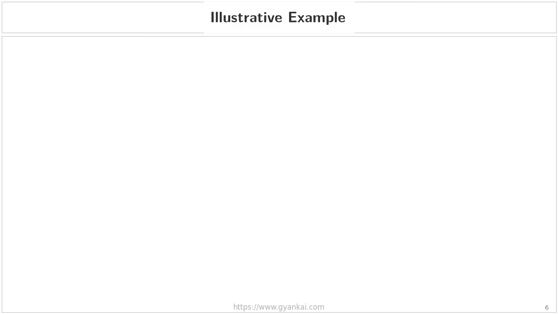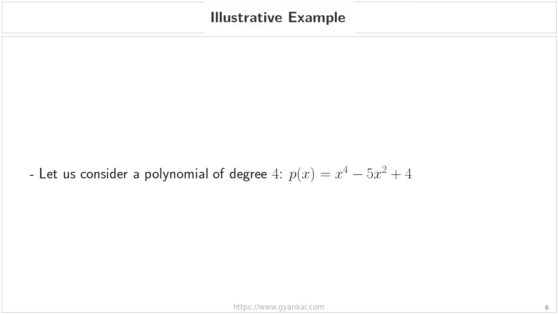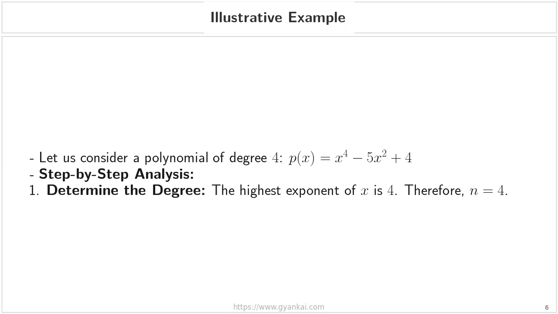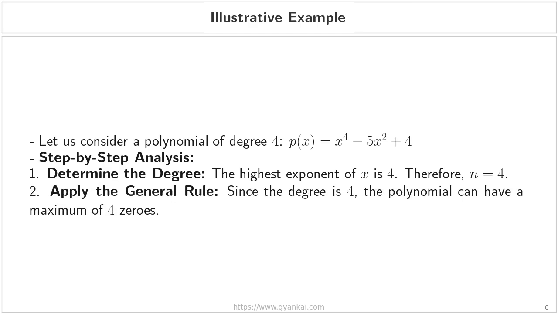Illustrative example. Let's take a look at a specific polynomial of degree 4, which we can write as p of x equals x to the 4th power minus 5x squared plus 4. To really grasp how the rule works, let's perform a step-by-step analysis. First, we need to determine the degree. By looking at the expression, we can see that the highest exponent of x is 4, so our n equals 4. Second, we apply the general rule we just discussed. Since our degree is 4, the rule tells us that this polynomial can have a maximum of 4 zeros.